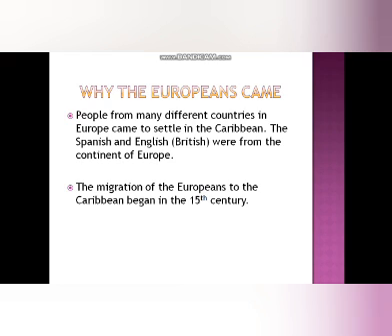Let me read it again. The people from many different countries in Europe came to settle in the Caribbean. The Spanish and English, which are the British people, were from the continent of Europe. So the migration of the Europeans to the Caribbean began in the 15th century. And we know that a century is how many years?